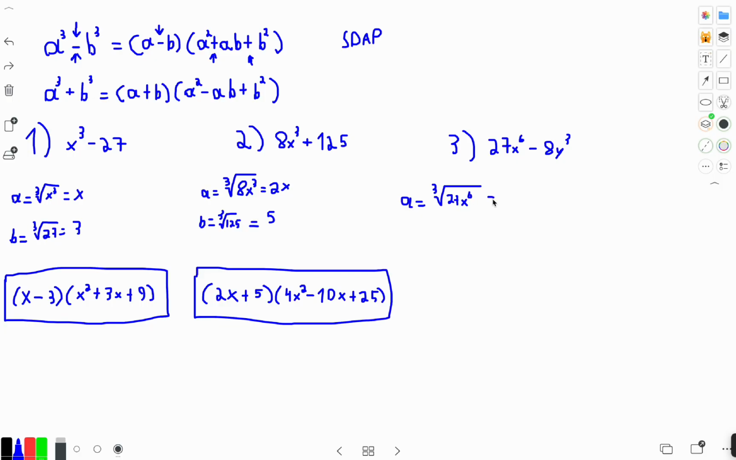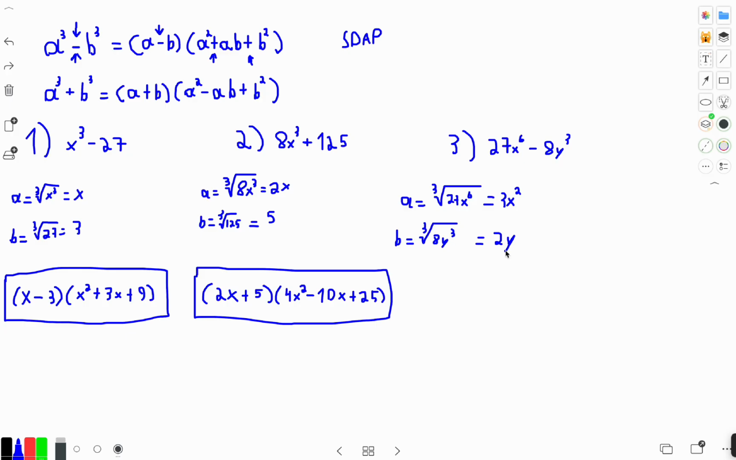So first we find the third root of 27, which is just 3. And then we need to find the third root of x to the power of 6, which is just x squared. So our a will be equal to 3x squared. Now for our b, which is just the third root of the second term, so we're going to have the third root of 8y cubed. So the third root of 8 is 2, and the third root of y cubed is just y.